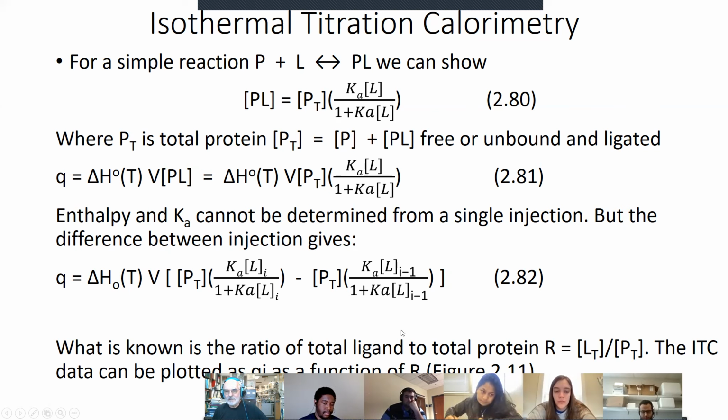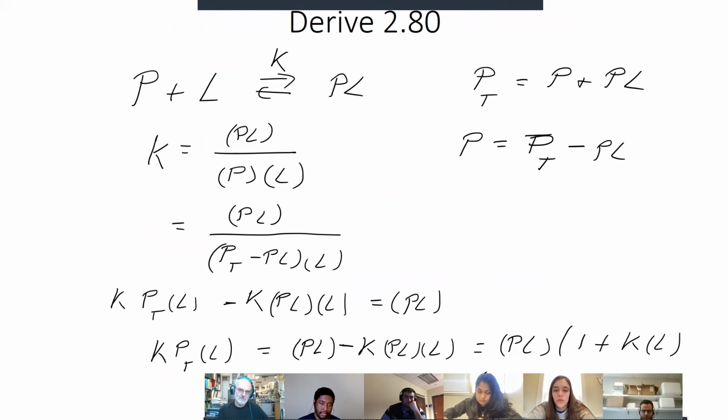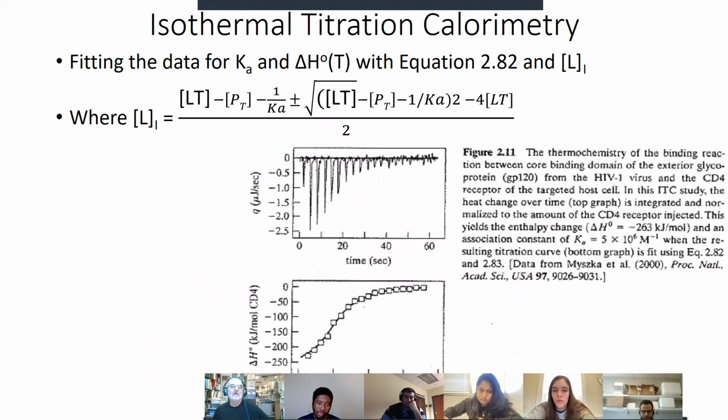So if you know the ratio of the total ligand to protein, which you define as R, the ITC data can then be plotted as a function of R. That's that derivation that you're going to go through on your own. And you can fit that binding curve shown here. So here's a titration curve where you get a certain amount of reaction, but then it diminishes with time. And if you plot that amount of heat versus the ratio, you can then fit this curve in terms of an equilibrium constant and in terms of an enthalpy.